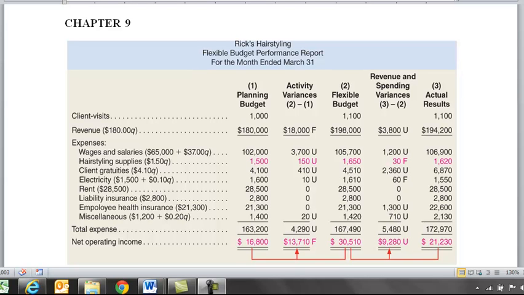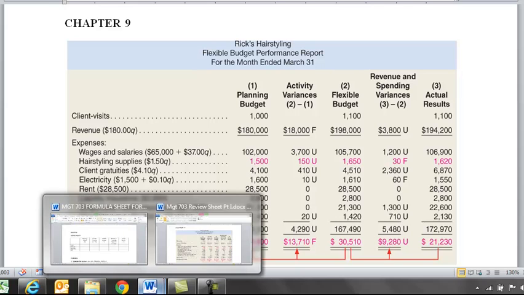This video will walk you through Chapter 9's flexible budget versus static planning budgets. You can see here I've given you a flexible budget performance report. This is right out of your textbook. And this really will help you understand 90% of what's presented in Chapter 9.